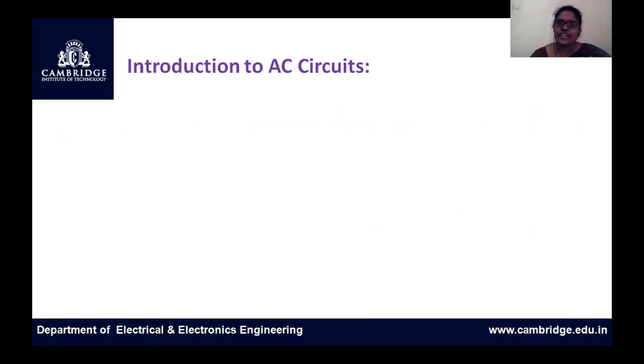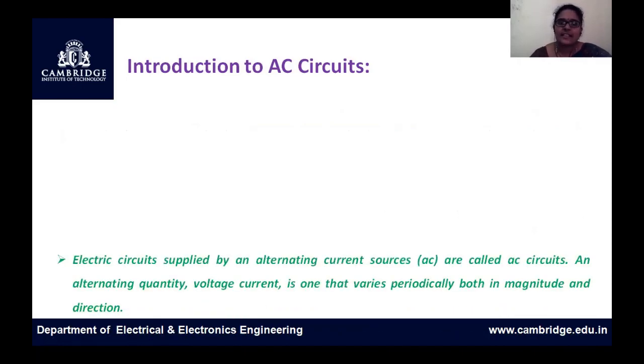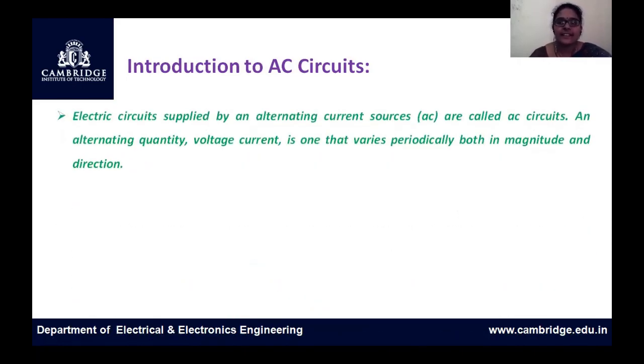Now, let us come to the introduction of AC circuit. An AC circuit is a circuit in which alternating current flows. An alternating quantity, either voltage or current, changes its magnitude and direction periodically. So this is how we represent an AC quantity.